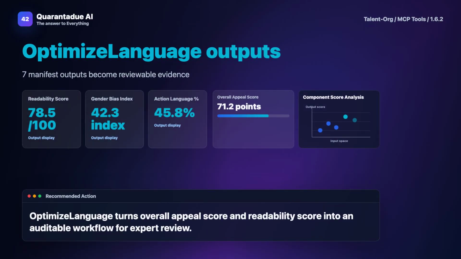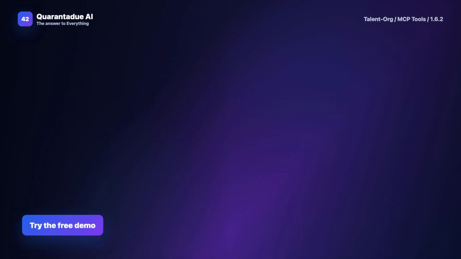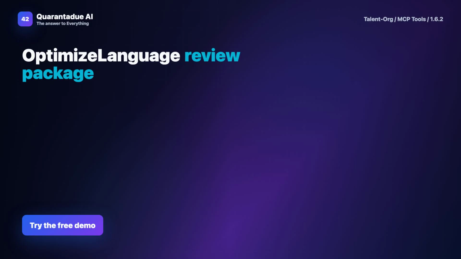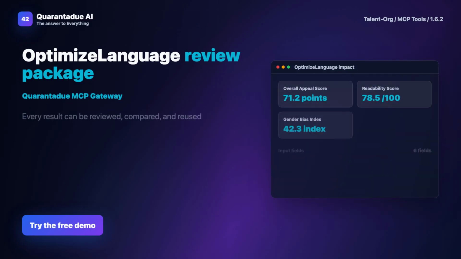This keeps the process deterministic, reviewable, and aligned with how talent org teams actually make decisions. Optimized language returns structured outputs such as overall appeal score, readability score, gender bias index, action language percent, and optimization priority. These outputs are designed to support review, reporting, comparison, and follow-up actions.